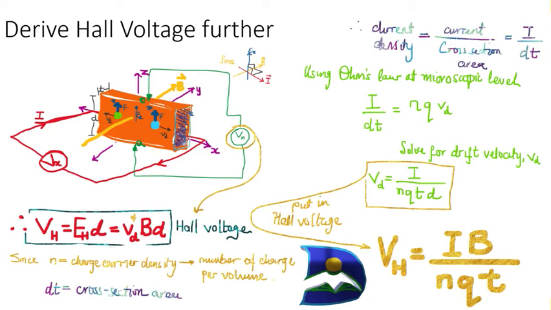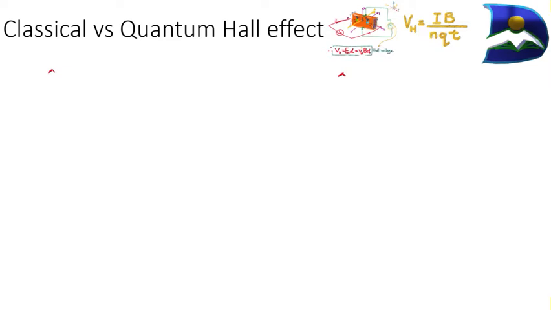So since we have these two expressions, one is associating the width with either the electric field or the magnetic field and the drift velocity, and the other uses the Hall voltage to determine either the magnetic field, the current, the charge carrier density, the quantity of charge, or the width of that particular material.